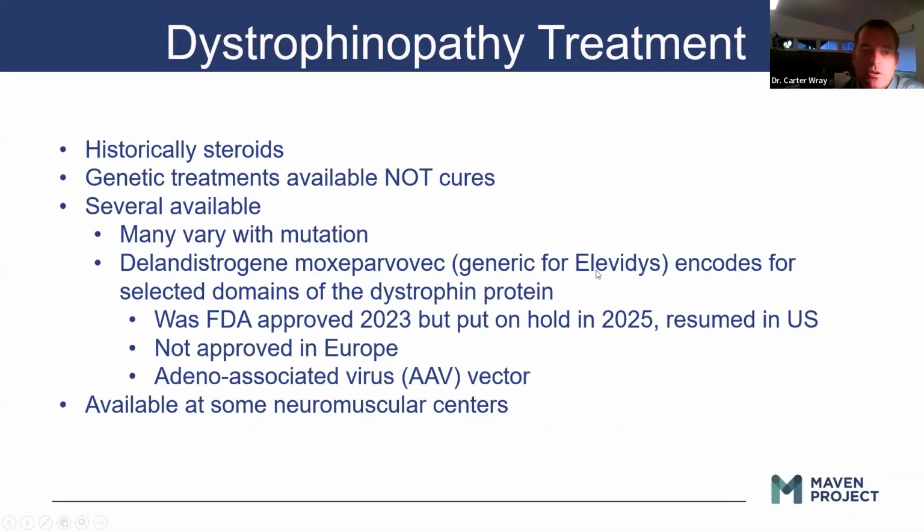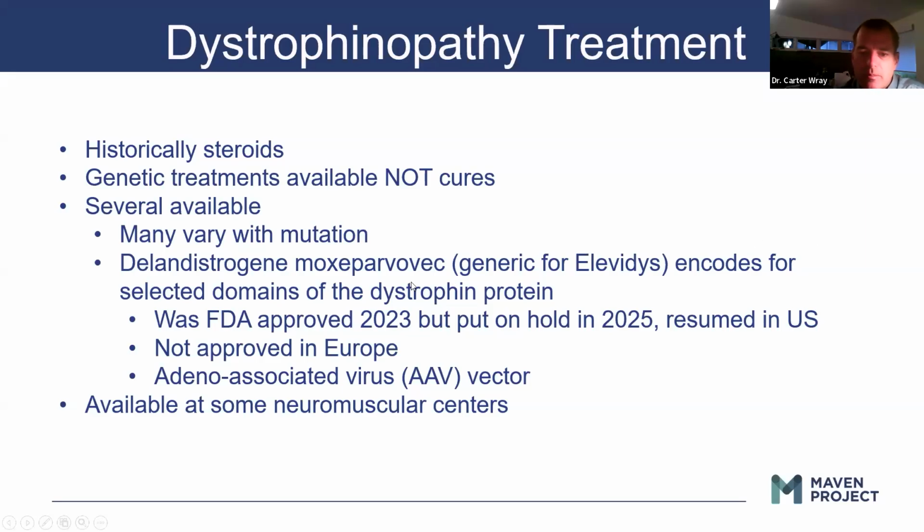So dystrophinopathy historically has been treated with steroids to sort of mitigate the inflammatory cascade that causes the muscle to break down. There are now genetic treatments. They're not cures, but there are several ways to try and compensate, either, if the child has a point mutation or point deletion, to skip over the part of the genetic problem that will allow them to create a more normal dystrophin protein.